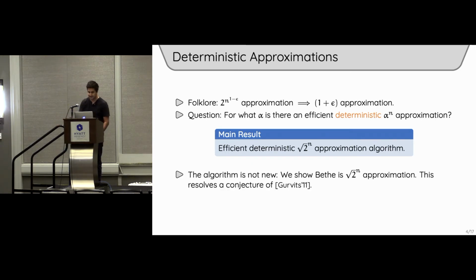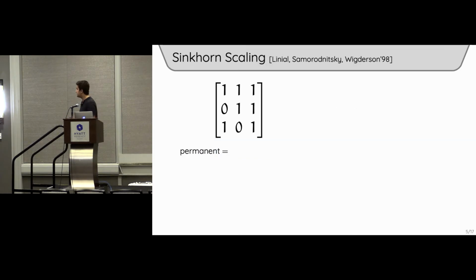Let me be very clear on this. We actually don't design a new algorithm. We just improve the analysis of the Bethe approximation that was already analyzed by Gurvits and Samorodnitsky. Same algorithm as before, we just improve the analysis. This approximation of square root 2 to the n was already conjectured by Gurvits to be the right approximation. We just proved that conjecture. In the remaining part of the talk, I want to tell you first what the Bethe approximation is, and also give you some details on how we prove the bound between the Bethe approximation and the permanent.